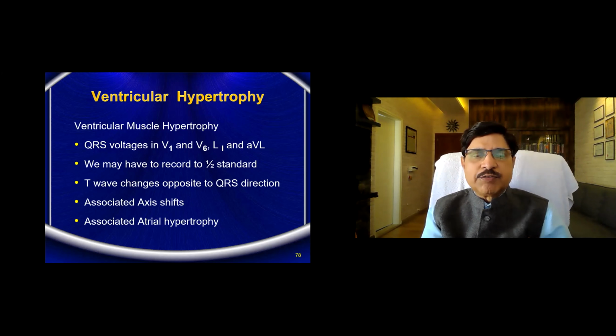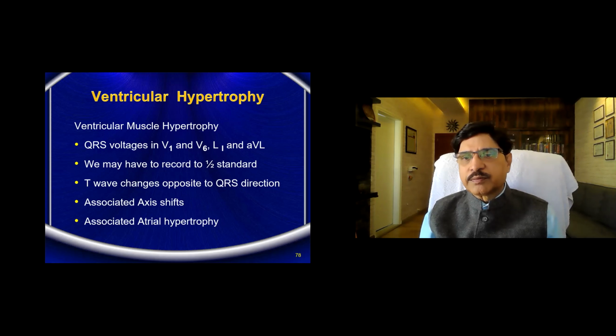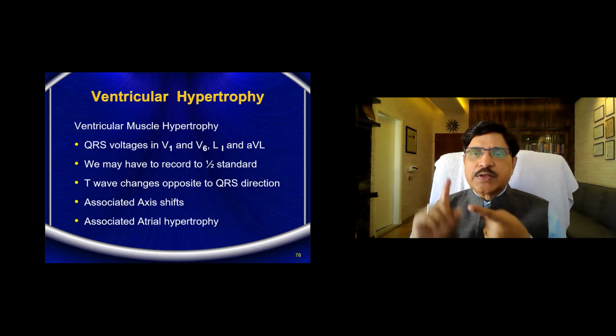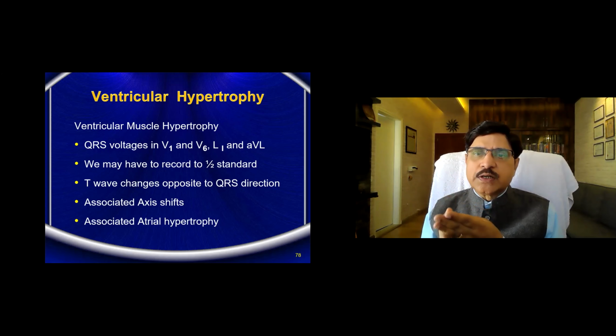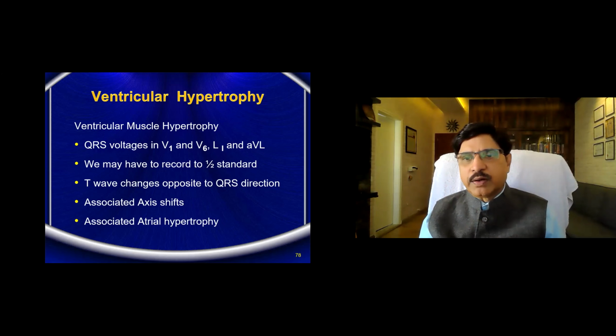Associated axis shift will be there. Left ventricular hypertrophy will have left axis, and also it may have atrial enlargement or atrial hypertrophy. So the consistent features are T-wave changes in the opposite direction to the QRS, associated axis left or right depending on which ventricle is hypertrophied, and associated atrial enlargement. If it is right ventricular, there will be right atrial enlargement, and if it is left ventricular, there could be left atrial enlargement.